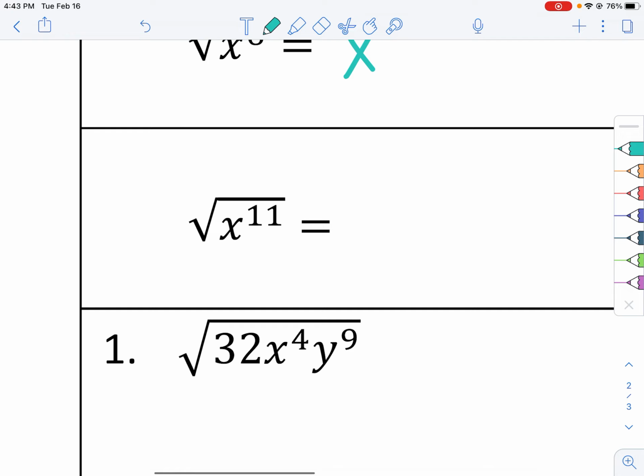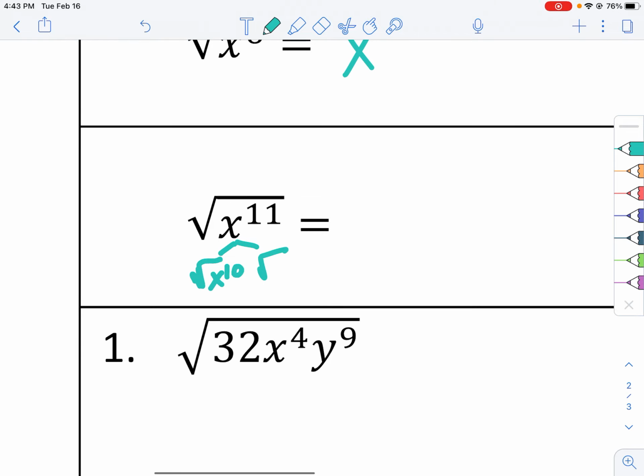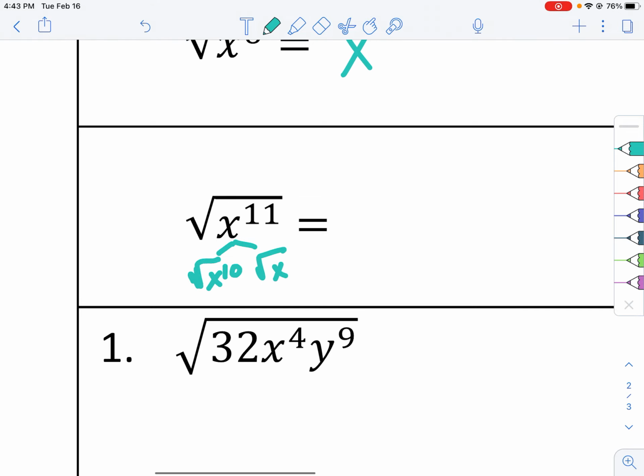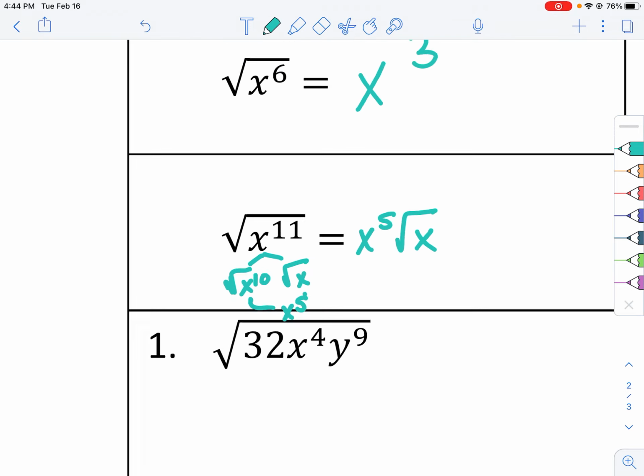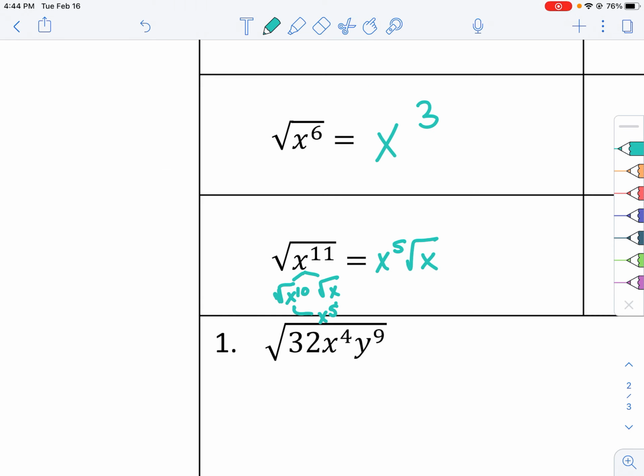What you need to do is you need to split this into the square root of x to the 10th. That's the next smallest perfect square, and that would be multiplied by the square root of x. X to the 10th times x would be x to the 11th. Square root of x to the 10th is x to the 5th power. So that's x to the 5th power times the square root of x.